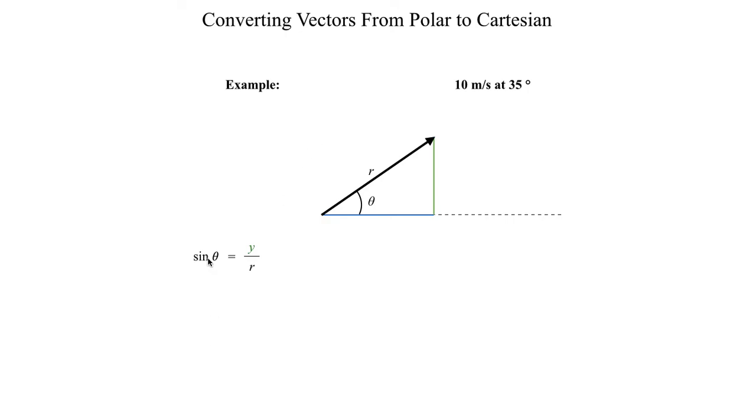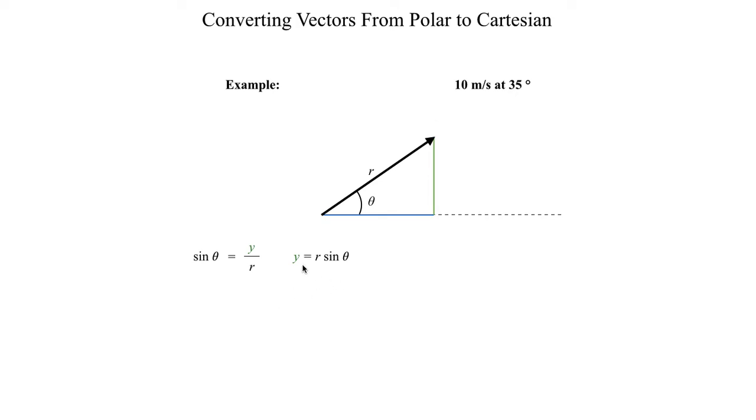Using that definition, the sine of this angle theta is equal to the y component, which is what we're interested in, divided by the length of the hypotenuse, which in the case of a vector is just the magnitude of the vector, in this example 10 meters per second. Now we have to algebraically isolate the y component. We multiply both sides by r, and we get that the y component is equal to the magnitude of our vector times the sine of the angle that it's directed at.